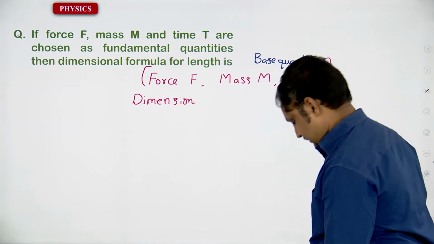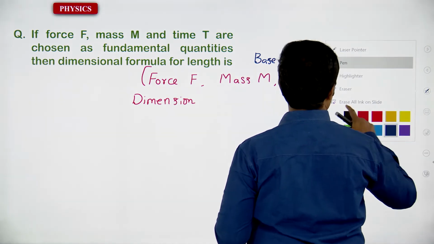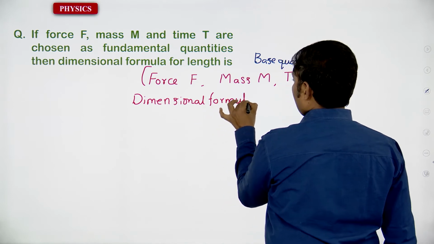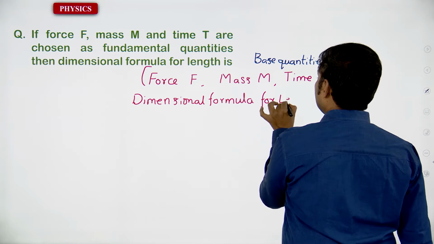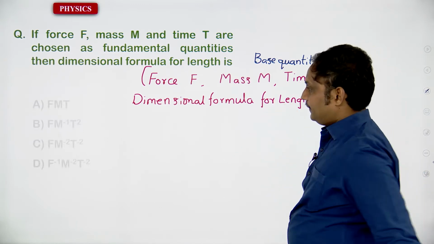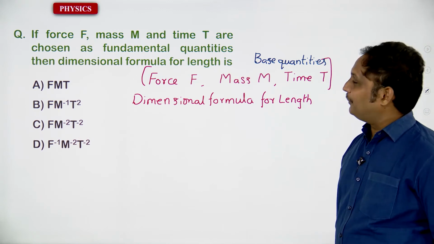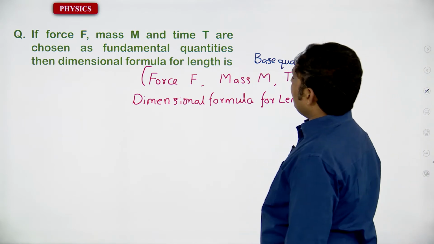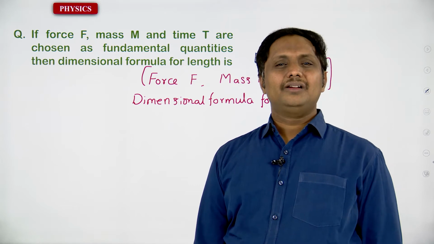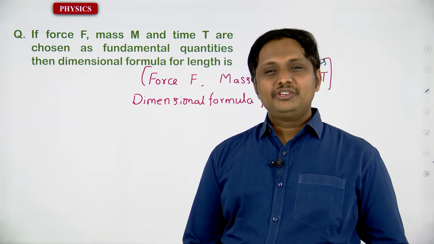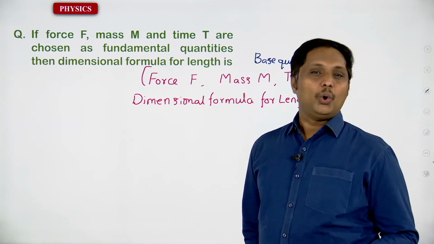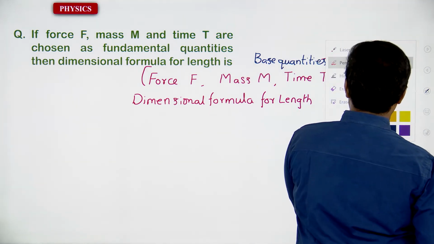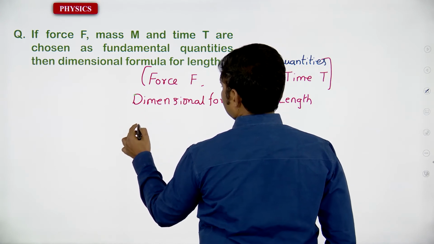Then the dimensional formula for length. You have to choose the correct one from the 4 options. Let us discuss that. If you know that there exists a relation among force, mass and acceleration, which involves length also, just take that. It's very clear. Let's have a look into that matter.